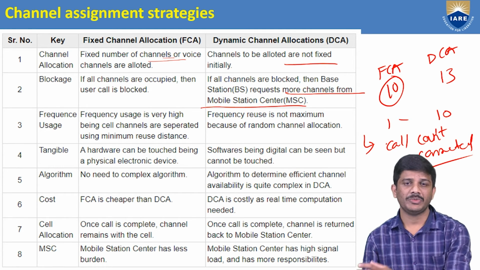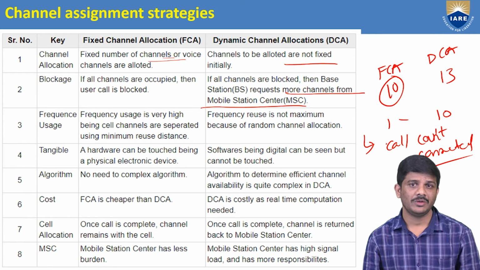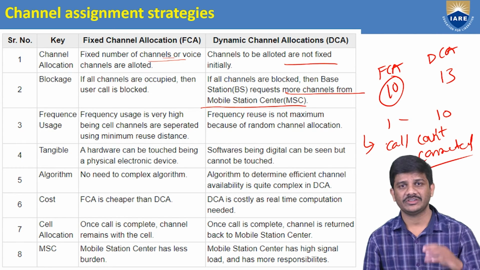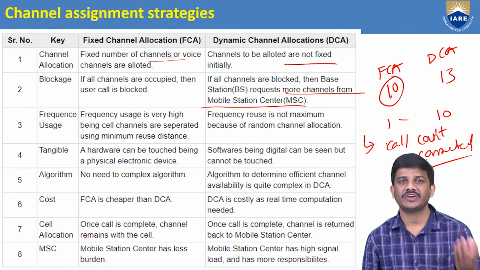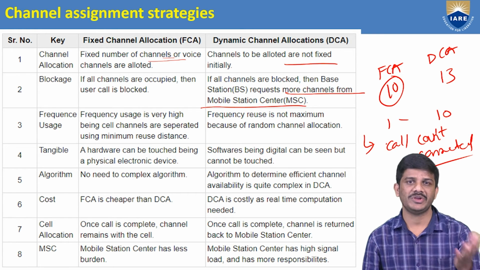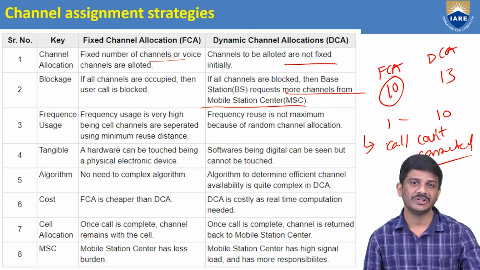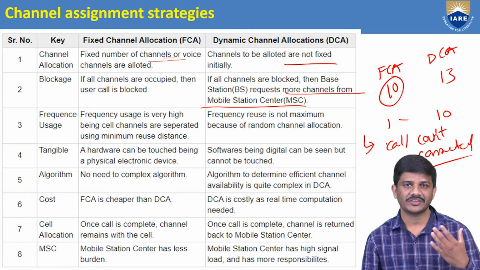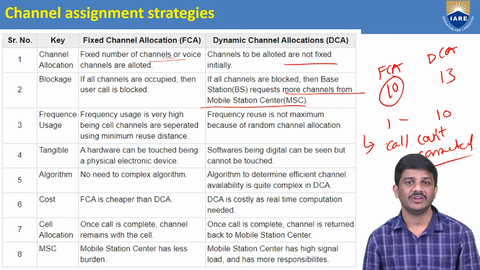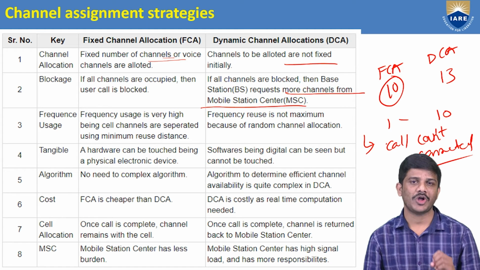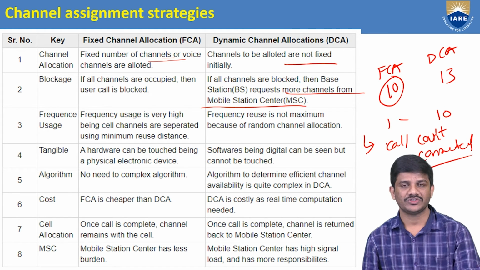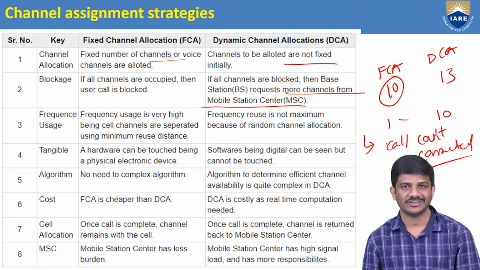Coming to the dynamic channel assignment strategy, if all the channels are occupied and all the persons are blocked, we give the request: the nearby base station requests more channels from the MSC. Then they will allocate some channels to the particular base station. Then the call is connected, the connection is established. This is the difference between the fixed channel assignment strategy and the dynamic channel assignment strategy.